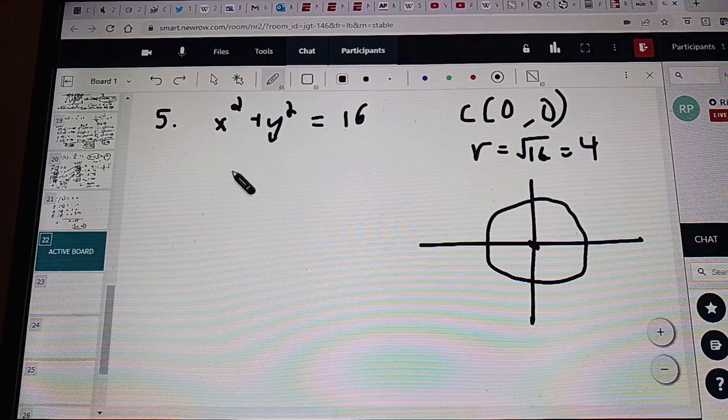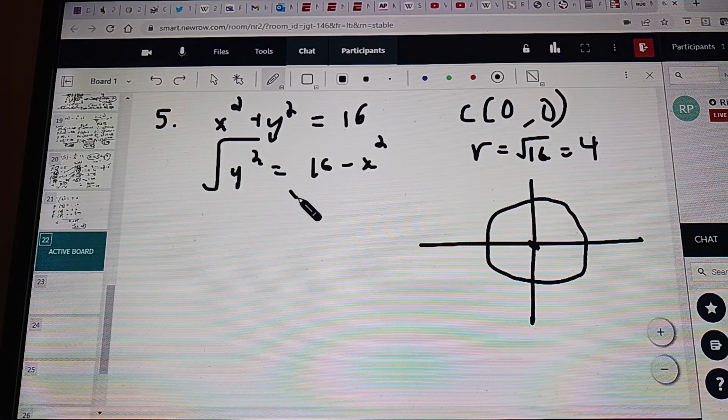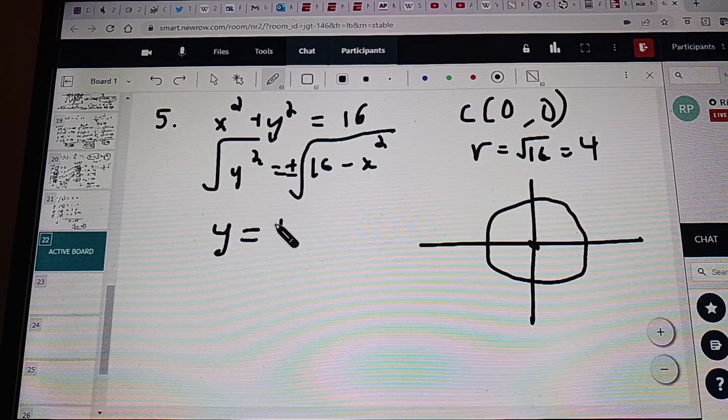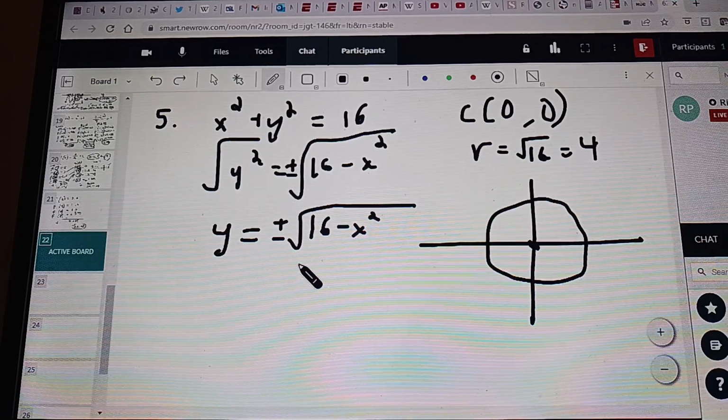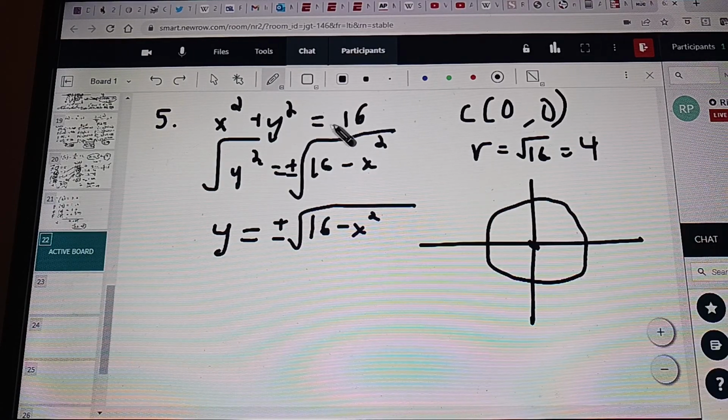Well, if you solve for y, subtract the x squared over to the other side, take the square root, y equals plus or minus square root of 16 minus x squared. This is also the equation of a circle. It's just people don't recognize it because it's not in the proper format like this is. But this is a circle here, actually. And if you do the positive version only, the positive version is the top portion of the circle. The negative version is the bottom portion.